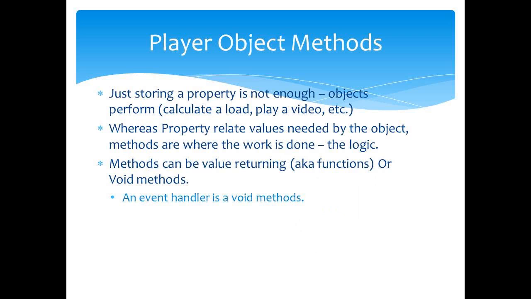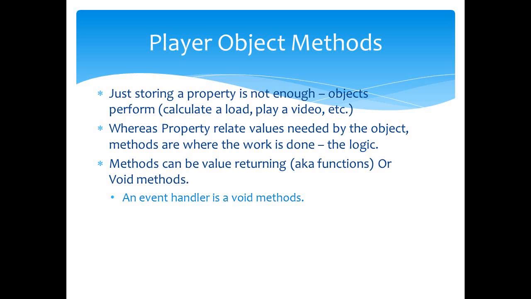Play a game. Whereas property relates to values needed by the object, methods is where the work is going to be done in your program. That's the logic. Properties are going to be accessed by methods. Properties are those characteristics. Methods can be returning a value. We call those functions. We've looked at those before. Or they can be void methods, if you will. They just go out and do something.